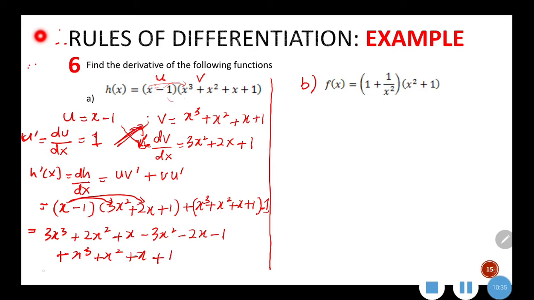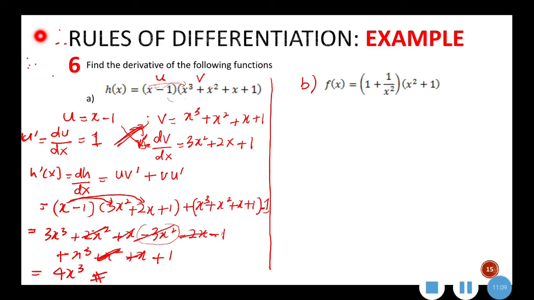So you must simplify further. At 3x cube plus x cube, you have 4x cube. Then 2x square plus x square, you have 3x square, and you have minus 3x square, so you may cancel them. Then x plus x minus 2x cancels too, and minus 1 plus 1. So the answer is only 4x cube. Alright, now we proceed to B.